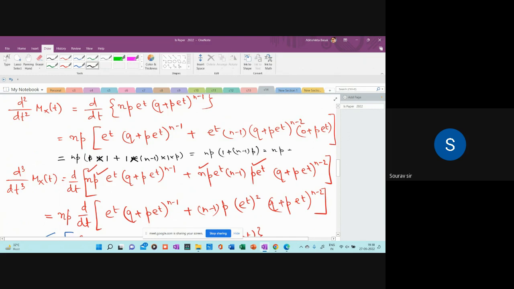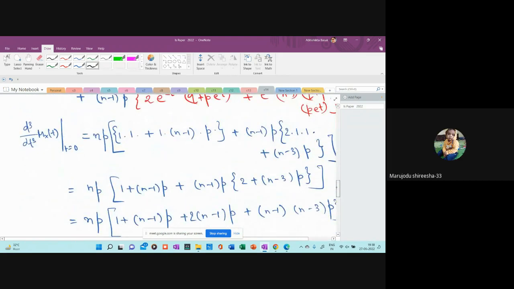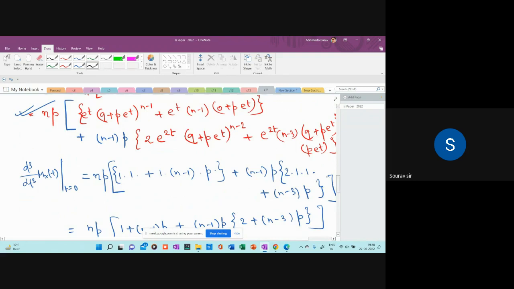So that is np plus n square p square minus np square, that is np into 1 minus p. Yes, it's right, npq, ma'am, basically. So I made a mistake, I overthought here, I guess, while putting t equals 0.